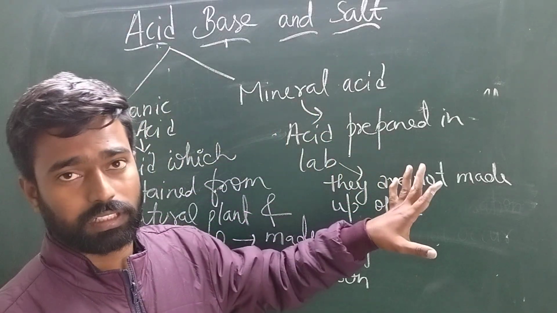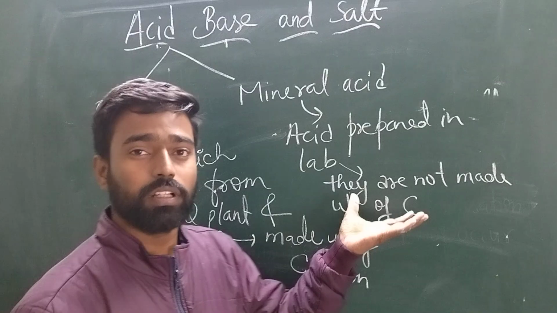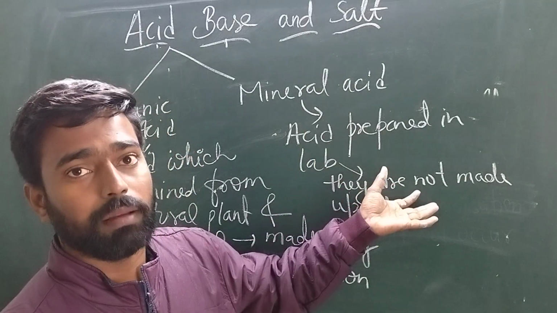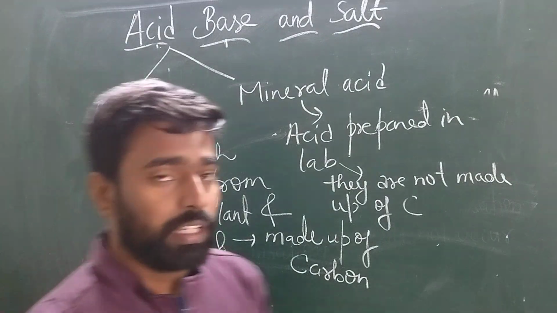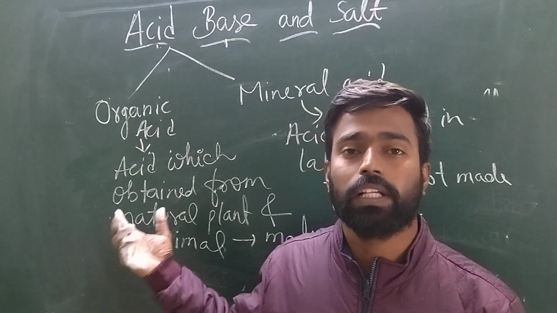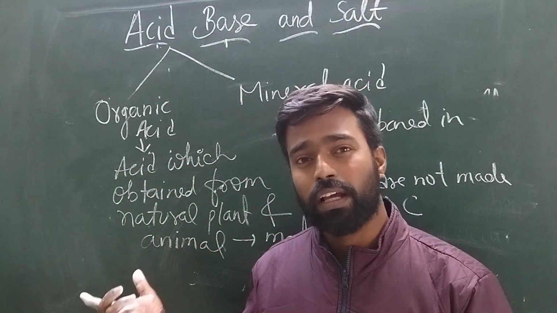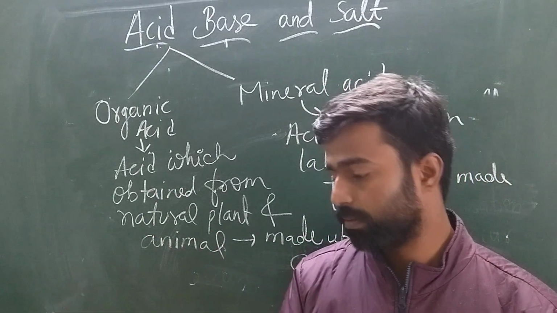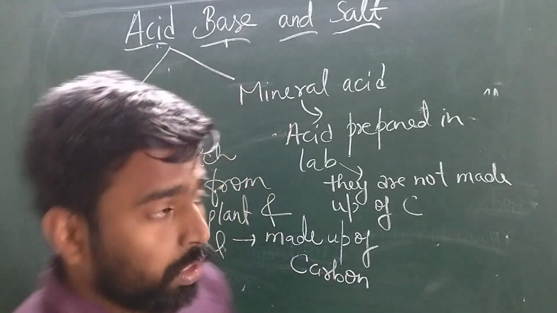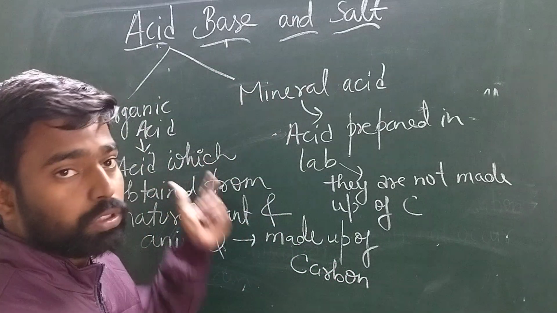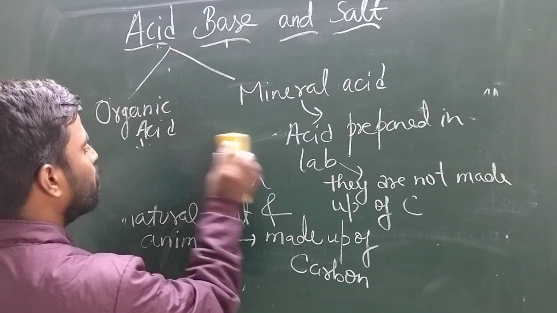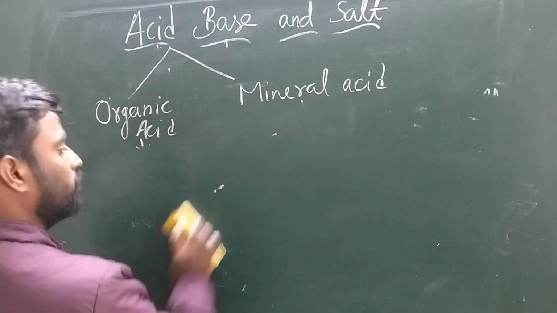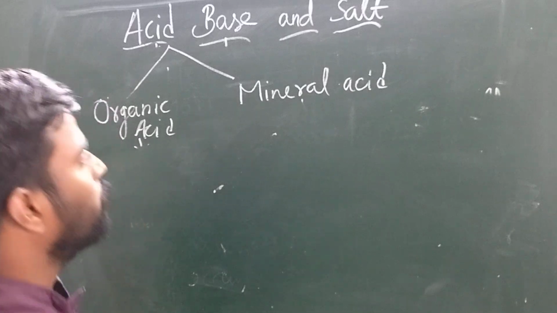Organic acid, mineral acid. Mineral acid is what? Mineral acid which are not made up of carbon. It is prepared in the lab. Organic acid are what? They are obtained from natural plants and animals, and they are made up of carbon. So, what will be the example of both organic acid and mineral acid?